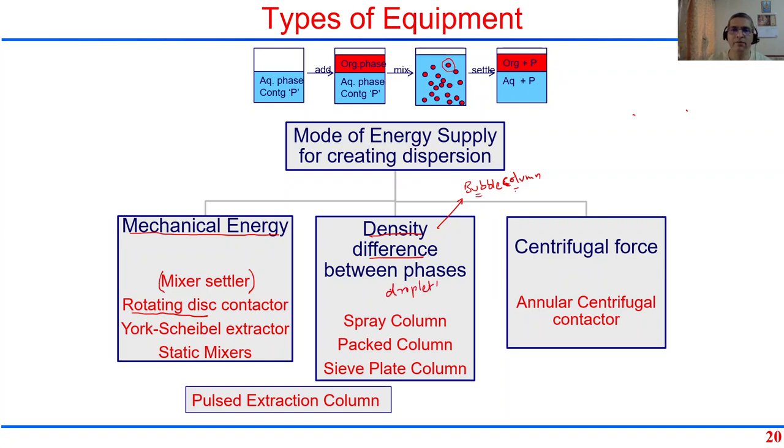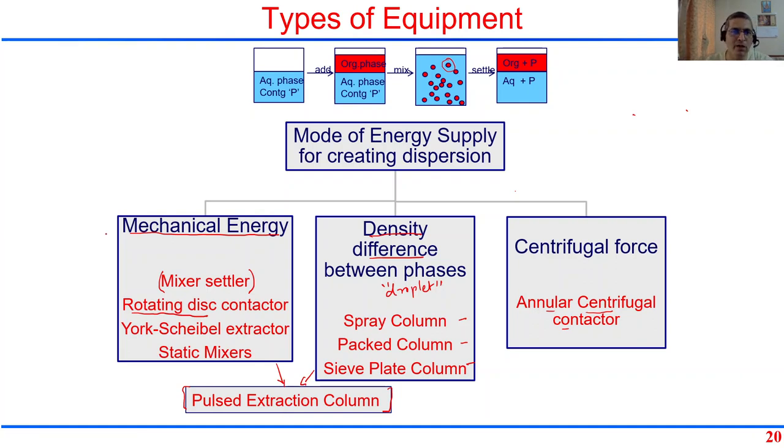So we are going to have droplets being generated into another continuous phase. So we can call that either spray columns or packed columns or sieve plate columns. Or we could use the centrifugal force to generate the dispersion and to separate the dispersion. So we could call them annular centrifugal extractors. And then we have one more possibility, something called a pulsed column. So they fall in between this mechanical energy and this density difference and generating sprays.